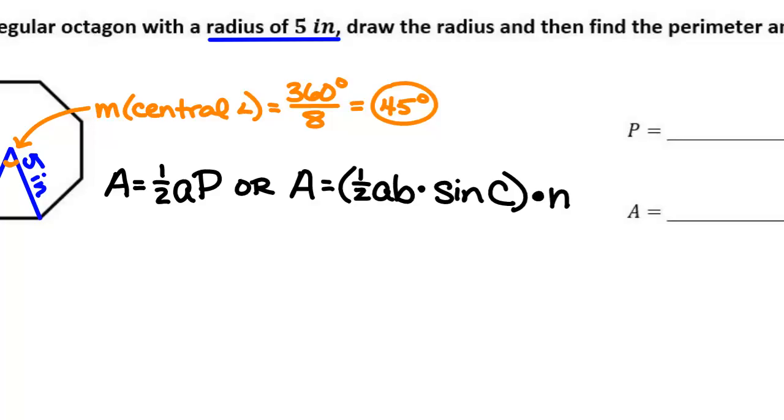Which of these 2 formulas would be easier for us to use right now? 1/2 AB times sine of C times N. We don't have the apothem, we don't have the perimeter, but we have everything we would need to plug into this one. All right, so let's go ahead and plug into that formula.